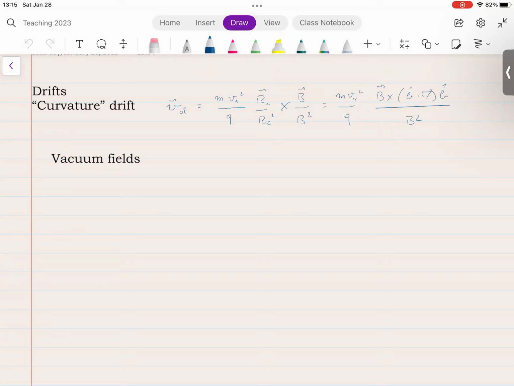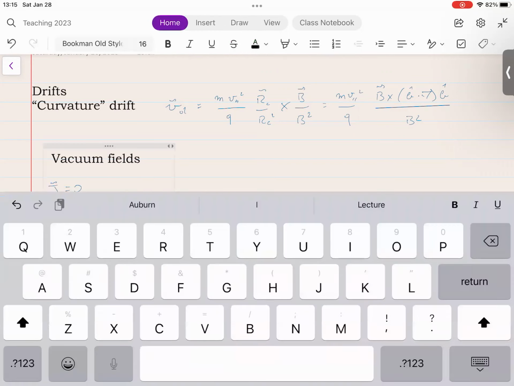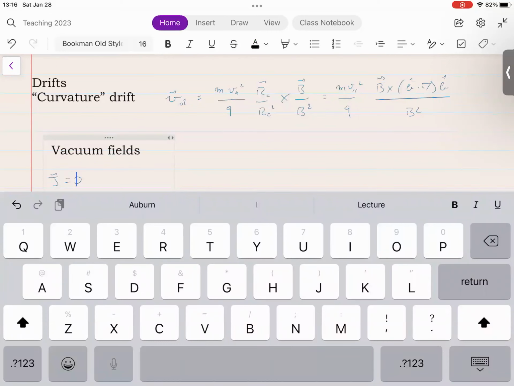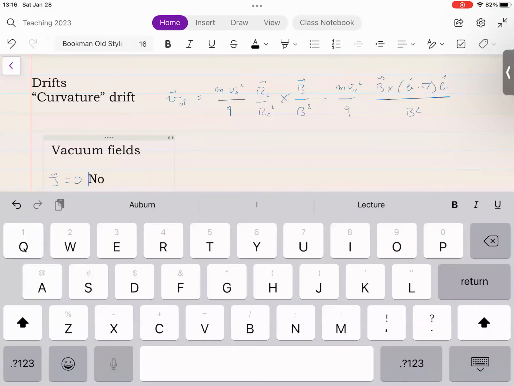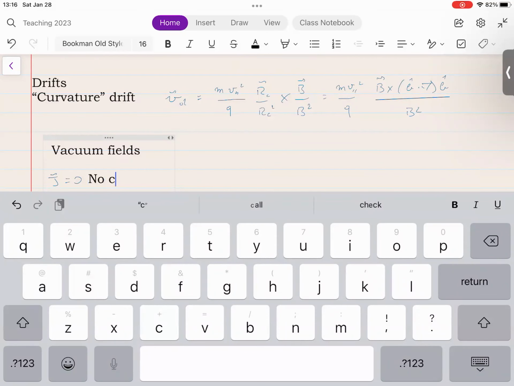We're going to take a particular case, the simplest case. I'm going to assume that J is equal to 0, that is, there is no current density. That's why I'm calling this the vacuum field case.